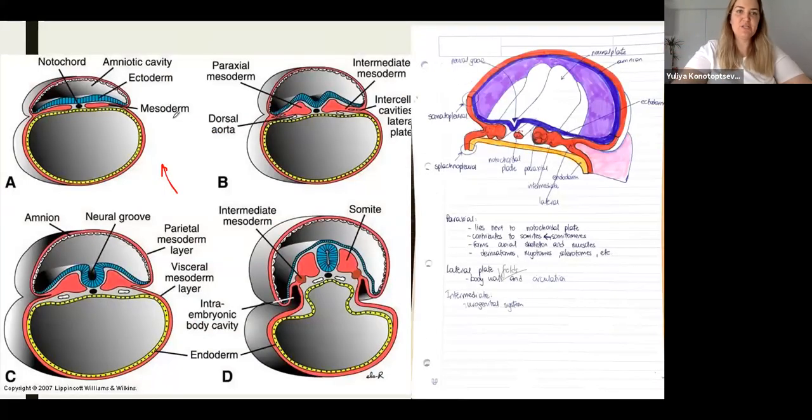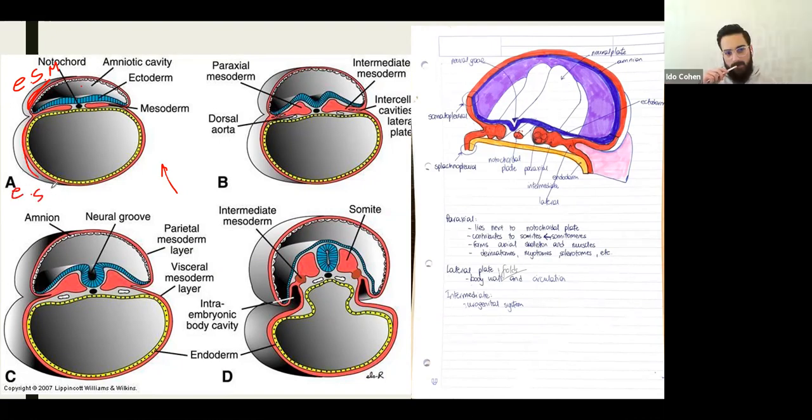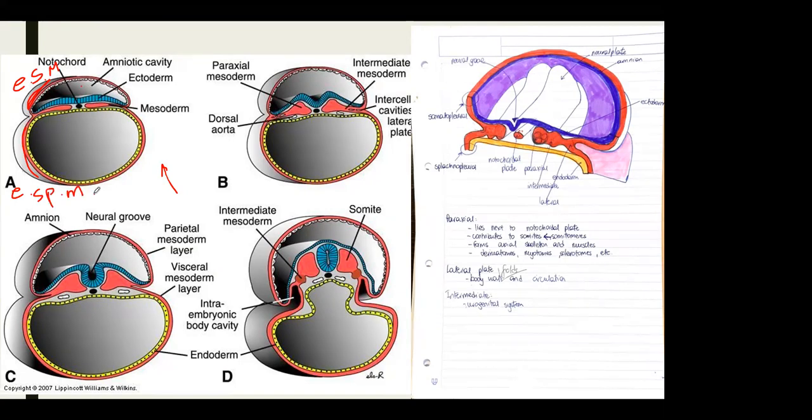So you know that this is a transverse section because notochord is a dot. So again, top cavity, amniotic cavity, ectoderm, notochord. We have two mesoderms on the sides of the notochord, and we have endoderm in yellow. Notice that endoderm is also in the wall of the yolk sac as well. Remind me, which tissue is on the top of the amniotic cavity? It's going to be extraembryonic somatopleuric mesoderm. Which tissue is on the top of the yolk sac? Extraembryonic splanchnopleuric mesoderm.